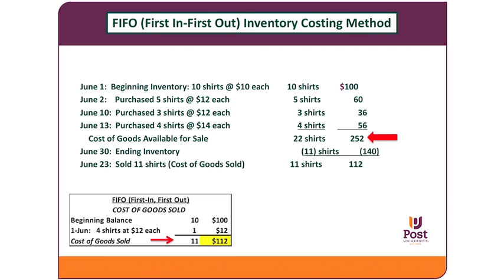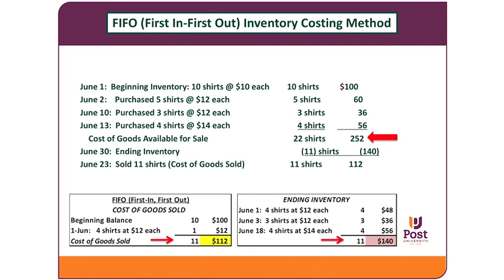10 at $10 equals $100. One more at $12 equals $12. Therefore, the total cost of goods sold is $112, $100 plus the $12. Thus, the ending inventory of 11 shirts must consist of the other 4 bought at $12 on June 2nd, the 3 bought on June 10th at $12, and the 4 bought on June 13th for $14 each. This totals $140.